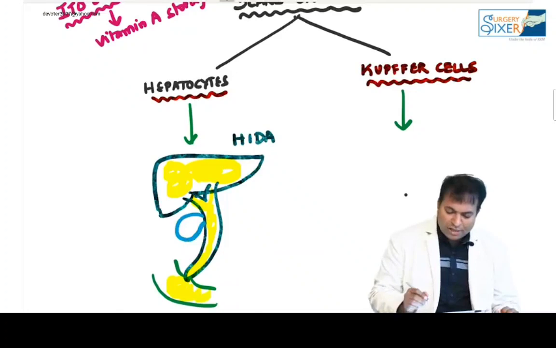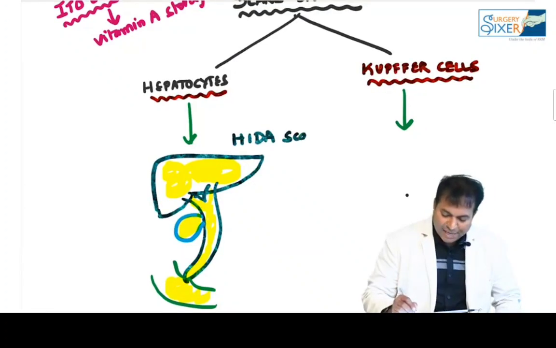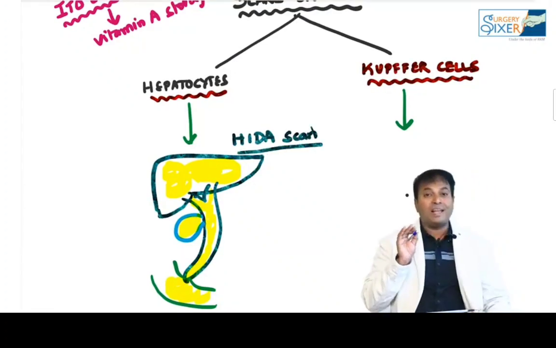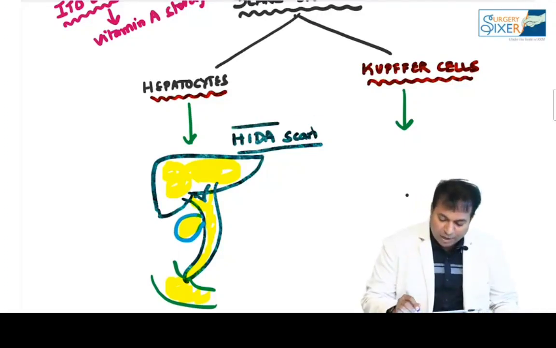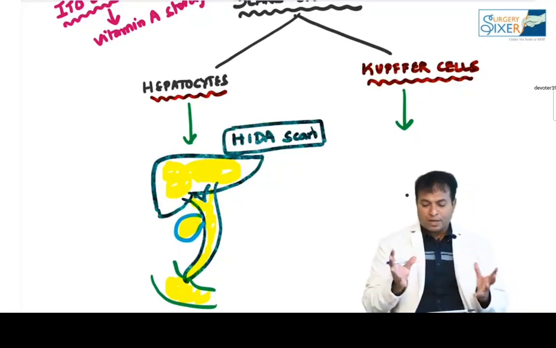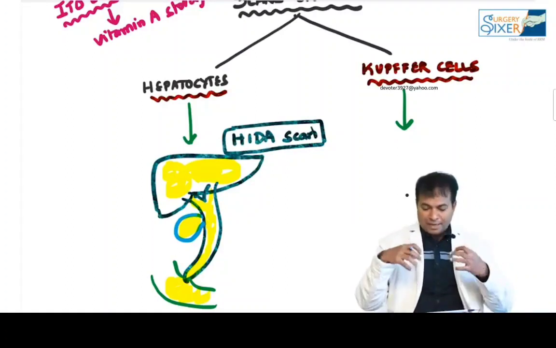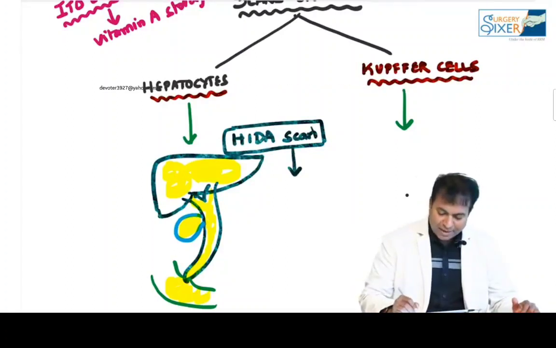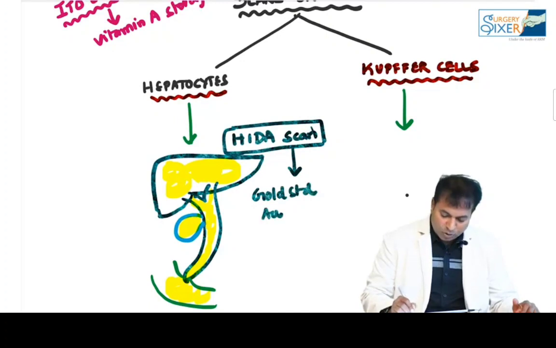On the way, it will be concentrated in the gallbladder as HIDA scan based on hepatocytes. So it should be done only in functioning hepatocytes. Therefore, HIDA scan can be done only in normal liver, not for a cirrhosis patient or for a failure of the liver patient. So HIDA scan, the contrast, the hydroxyiminodiacetic acid is taken by the liver, excreted into the bile duct into the intestine, and we have already discussed it is a gold standard investigation for what? For acute cholecystitis.